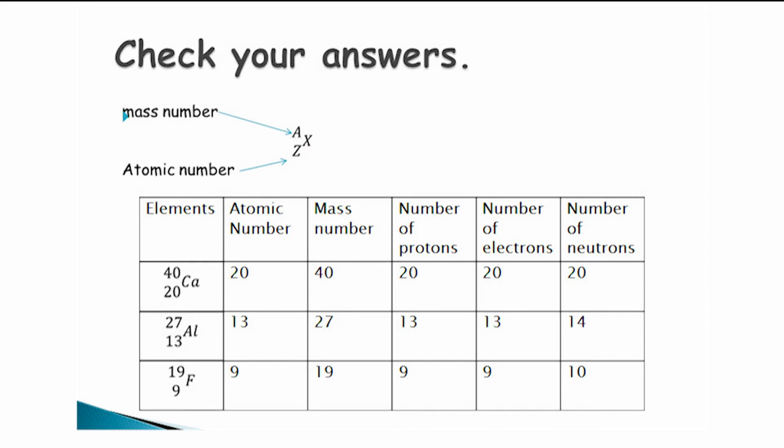Always remember that an element is identified by its atomic number, and then by the number of protons. If an atom contains 9 protons, this means that it's a fluorine atom. I'll never have a fluorine atom which contains 8 protons. If an atom contains 8 protons, this means that it's an oxygen atom.